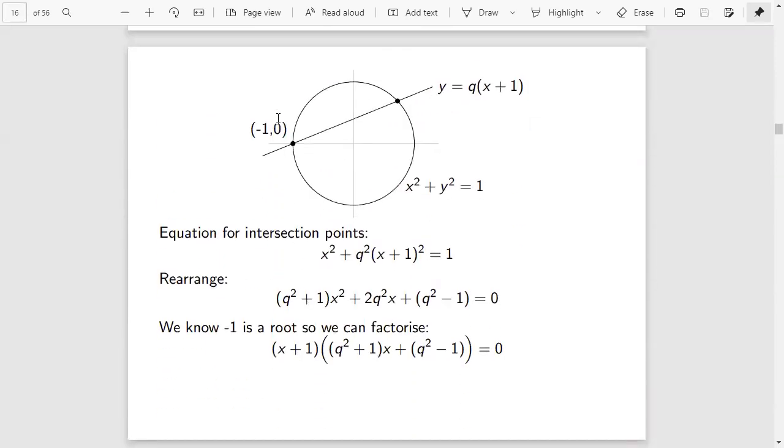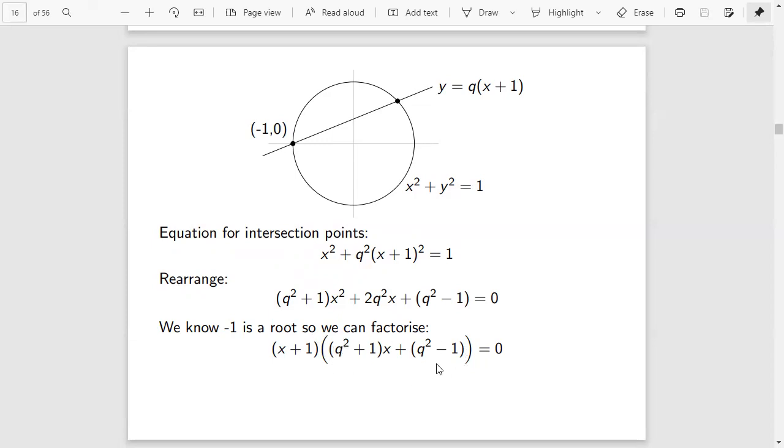And therefore, we can factorize it. We pull out this factor of x plus 1 that comes from the root we already know about, and we get some other factor. The benefit of doing it this way is we see that everything is going to be rational here. So we're assuming that q is a rational number. I should have said that. And then because we've factorized out this x plus 1, what's left has to be rational.